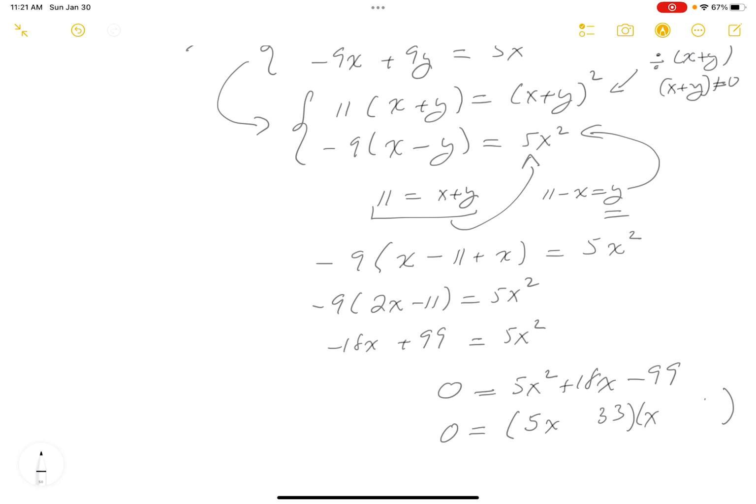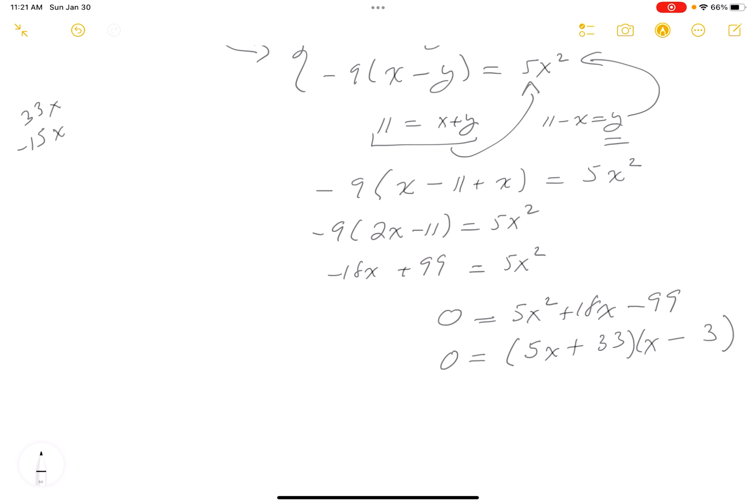33 and 3. I've got to be careful, though. Minus 3 plus. I'm still going to check it, though. 5x times x is 5x squared. That worked out beautifully. And minus 15x plus 33x. That would be 18x. That worked out beautifully. And 33 times minus 3, it's certainly going to be minus 99.